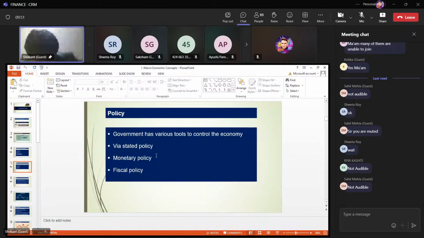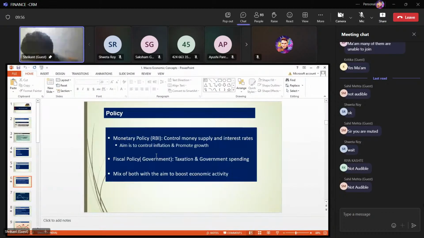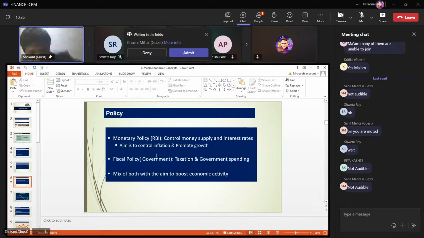We will look at these. First of all, what exactly is a monetary policy? Monetary policies are policies which are controlled via the central bank. In our case, in India, it is the RBI. The RBI is our central bank, and the policy generally helps, through the bank, to control money supply and interest rates. The aim is to control inflation and promote growth. So, for instance, if you control money supply, it has an impact on growth.